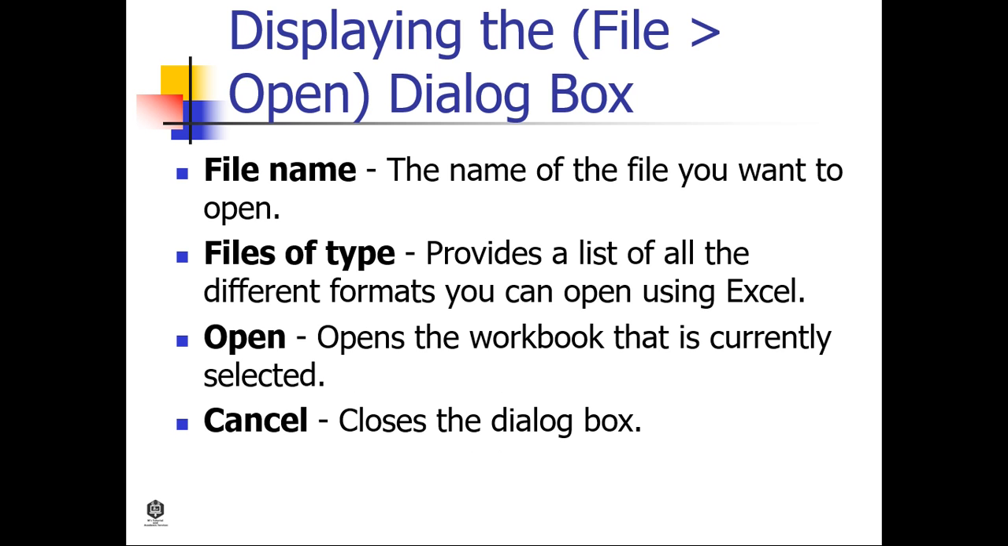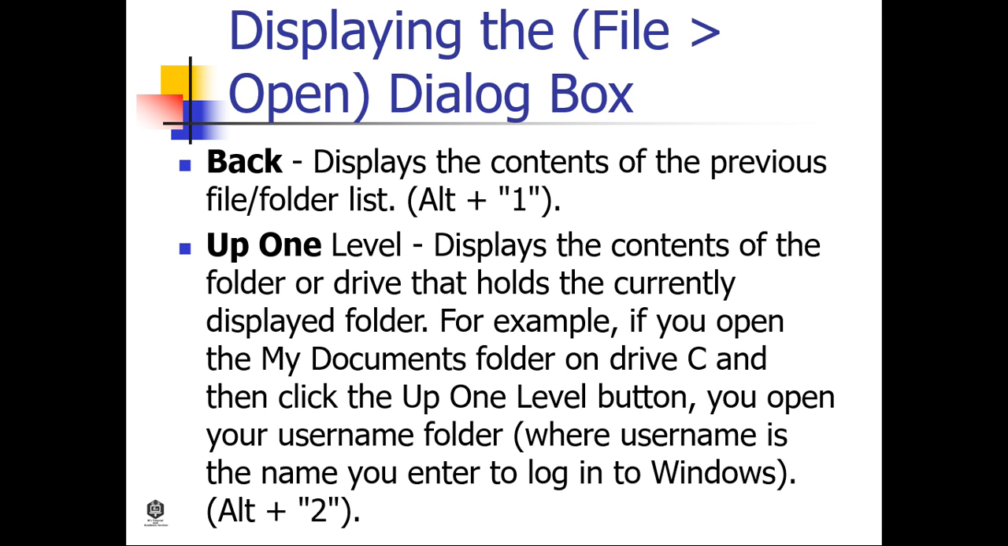File name, the name of the file you want to open. File subtype provides a list of all the different formats you can open using Excel. Open opens the workbook that is currently selected. And Cancel closes the dialog box. Back displays the contents of the previous file or folder list, such as Alt-1. Up one level displays the contents of the folder or drive that holds the currently displayed folder.